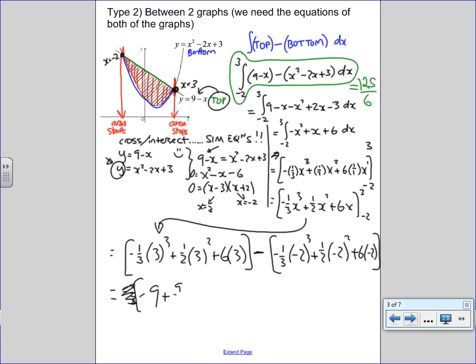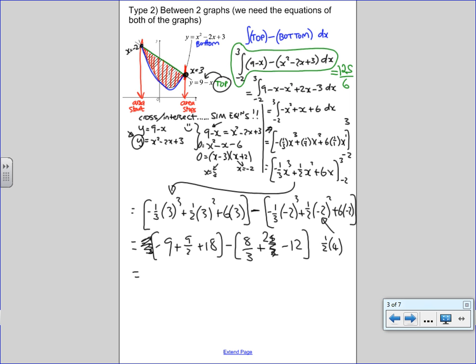Add 9 over 2, add 18. Minus times a minus is negative, but there's another negative, so that makes a plus. So I've got 8 over 3, and then I've got a negative squared, which is positive, so add a half, and then minus 12. No? No, good point. I've got a half times 4, which is in fact 2. Good point. Okay.